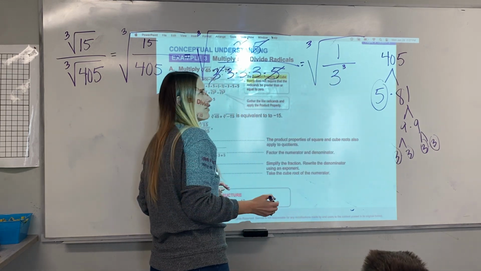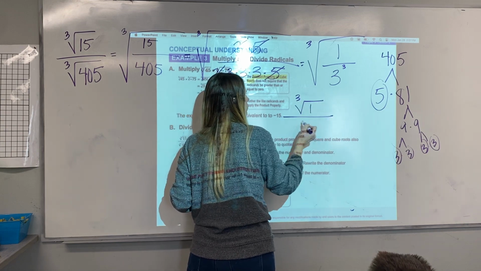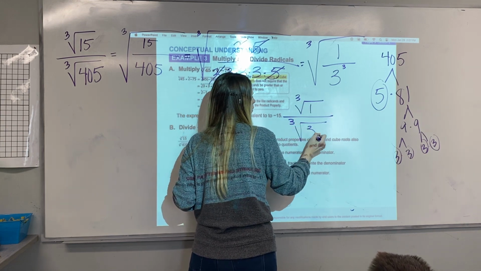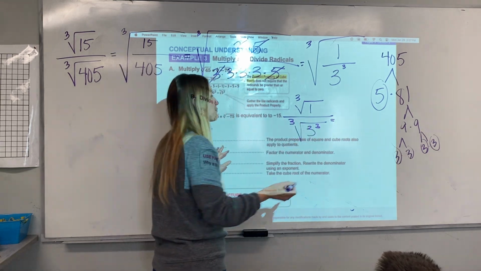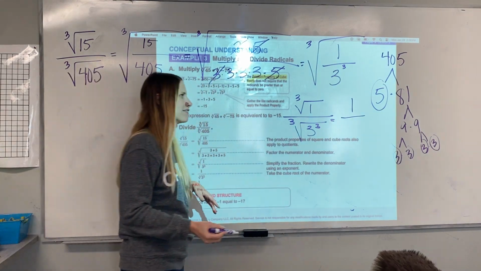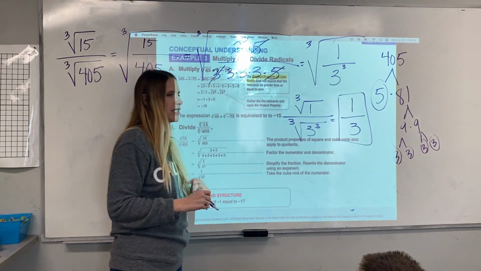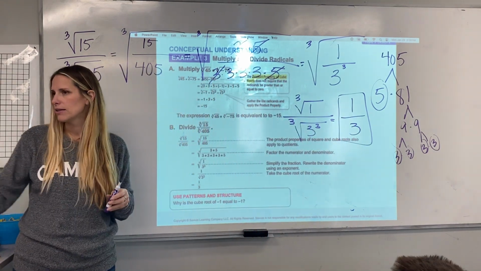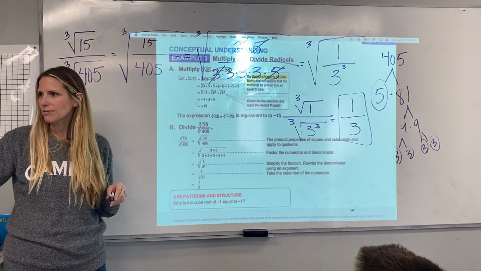Flippies? Not flippies, there's no negatives. So the cubed root of 1 over the cubed root of 3 cubed. What's the cubed root of 1? 1. What's the cubed root of 3 cubed? 3. Very good. Done. I feel like this is a whole lot of effort just for 1/3. I know. It's that easy, guys.